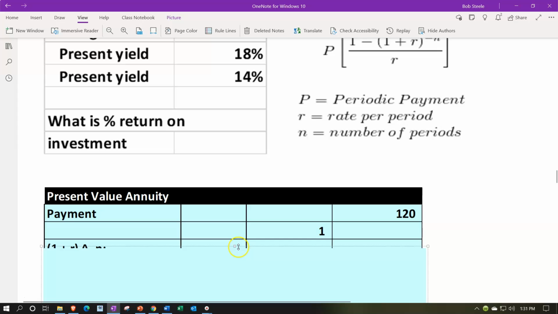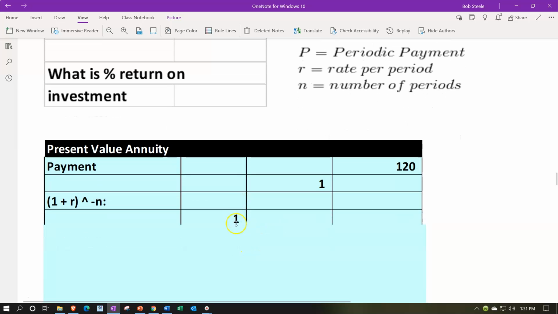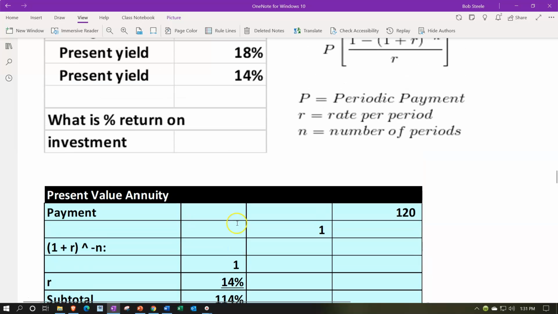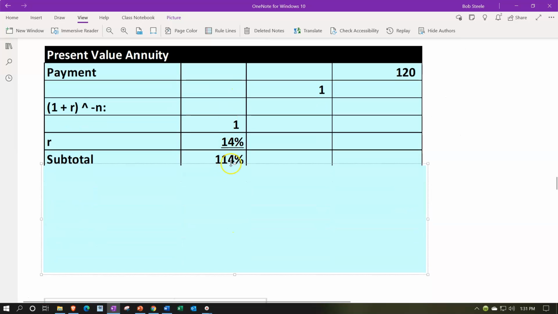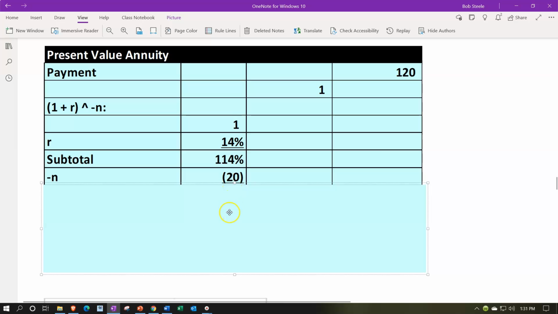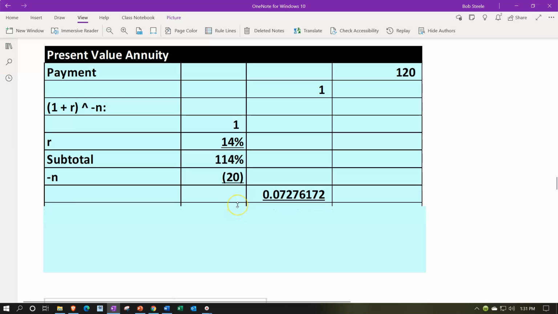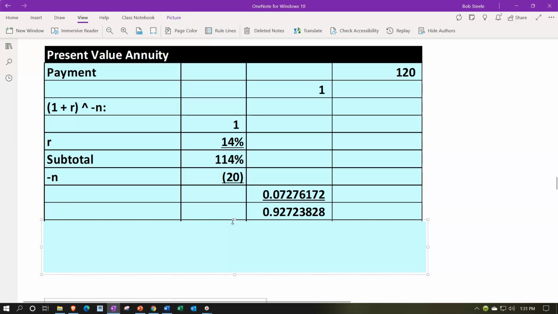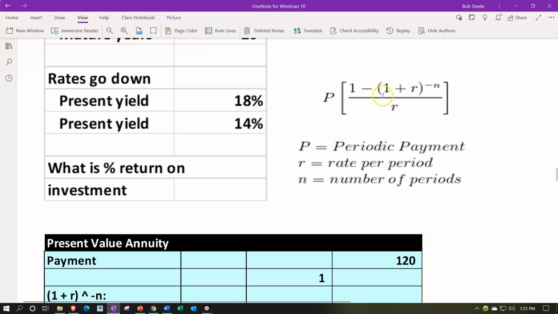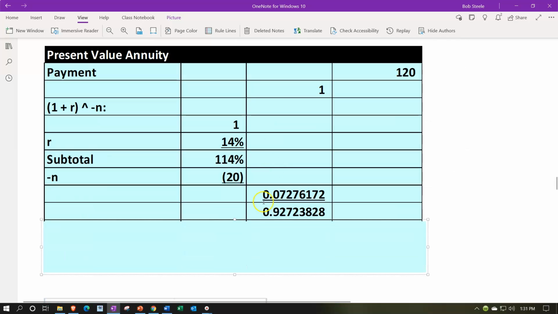Then we'll do the numerator, 1, and then we have the 1 plus R to the negative N. There's the 1, R is 14%, the new rate. That gives us 114%, to the number of periods, which is still 20. It hasn't changed. So 114%, or 1.14, to the power of negative 20 gives us 0.072766172. Then 1 minus 0.072766172 gives us 0.927238828. That's the numerator, divided by the denominator, which is now 14% as opposed to the 18%.